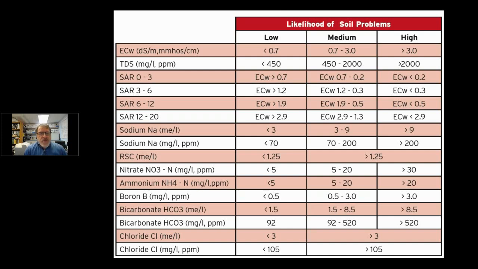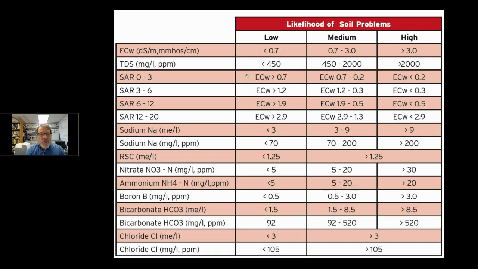This table gives a good look at the factors that will help determine whether a water is going to work at a particular location. There's some conflicting data in this table that you'll notice, and we'll see how these things work a little later in the presentation. If you look at the salinity at the top, if you have less than 0.7 decisiemens per meter, there's a low likelihood that you'll have problems with the soil. From 0.7 to 3, the likelihood of causing problems increases, and above 3 decisiemens per meter electrical conductivity, you probably are going to have an issue. It's going to be difficult to manage.